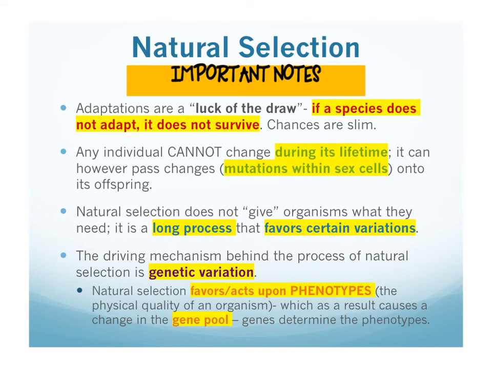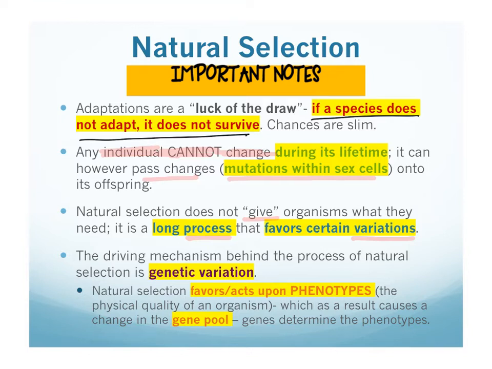So a couple of important notes about natural selection. If a species does not adapt, it's not going to survive, okay? Really, really important is that an individual cannot change in its lifetime. It can pass on changes though, like if there's a mutation within the sex cells, it can pass those mutations off to its offspring, okay? Natural selection doesn't necessarily give organisms what they need. It's a process that favors certain variations.